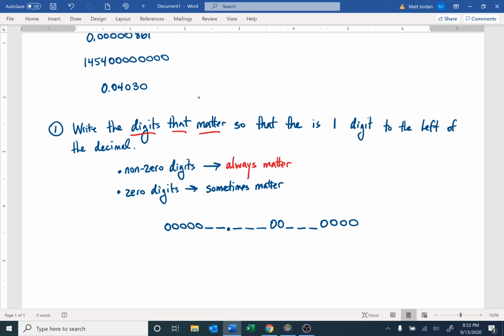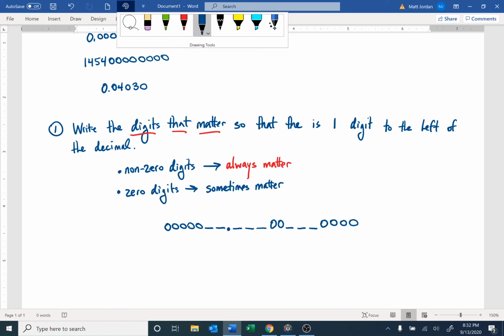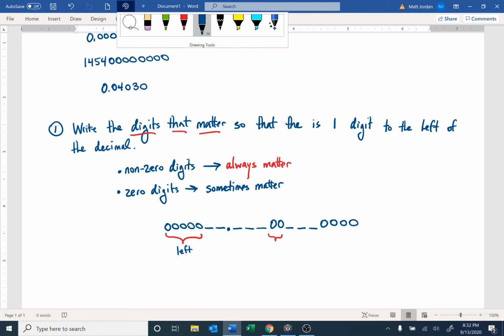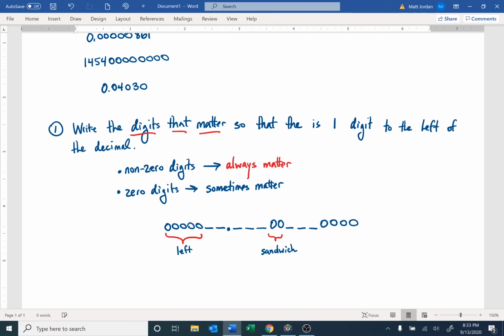We're doing it like this so that we can illustrate the three types of zeros that you can experience. You can experience these zeros on the left of a number here. You can experience these zeros here, sandwiched between non-zero digits, so we like to call these sandwich zeros. And then we have the zeros on the right, and we call these right zeros. So you have left, sandwich, and right types of zeros. Now some of these zeros will matter, some will not.